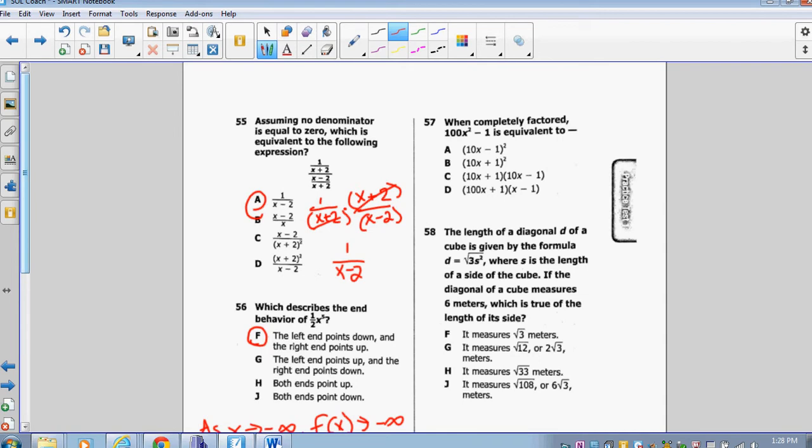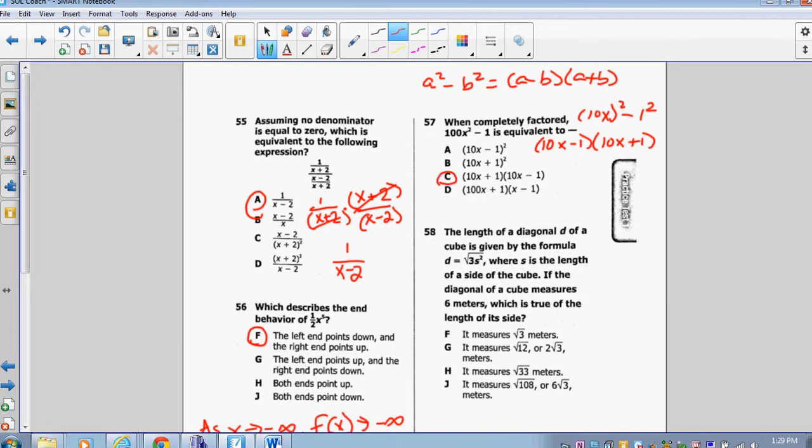Okay, 57 is a difference of squares. So let's start with our pattern. A squared minus b squared is a minus b times a plus b. And then 100x squared, that's going to be the square of 10x. And 1 is the square of 1. So our a is 10x and our b is 1. So that's going to give us 10x minus 1 times 10x plus 1. And that's the same as answer C.